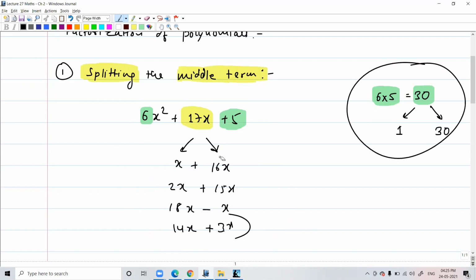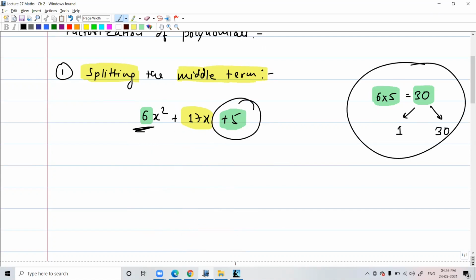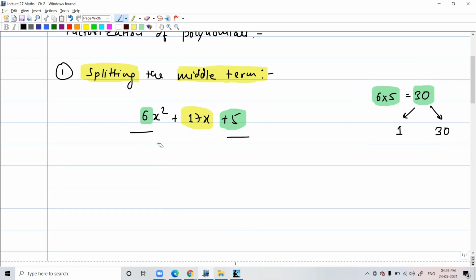That method is: we take the coefficient of x square, which is 6 over here, and the constant term, which is 5, and you multiply them. 6 into 5 becomes 30. Okay, so everyone is with me so far up to getting this 30? Yes, sir.